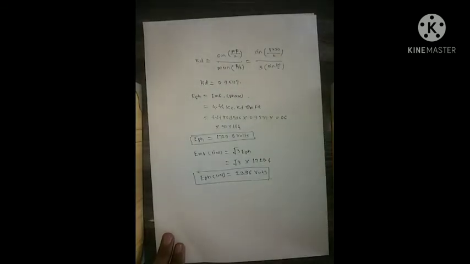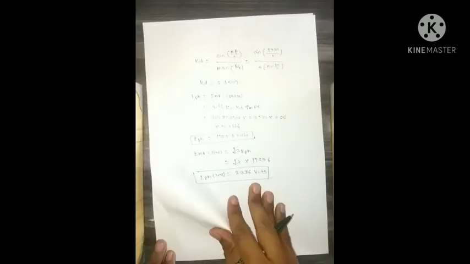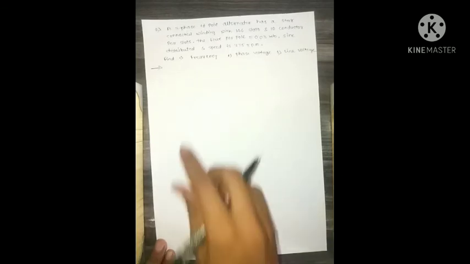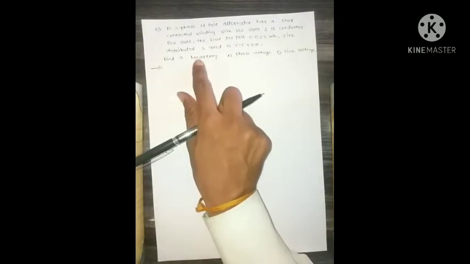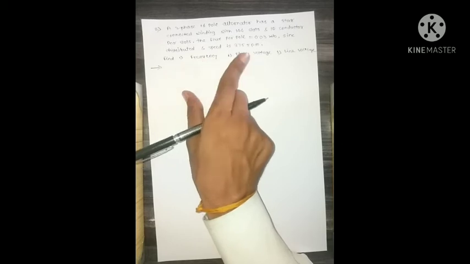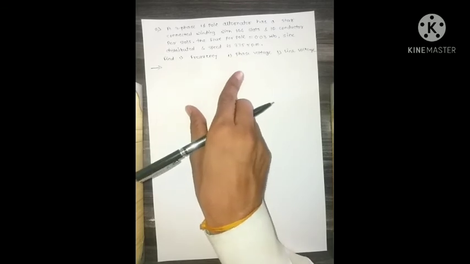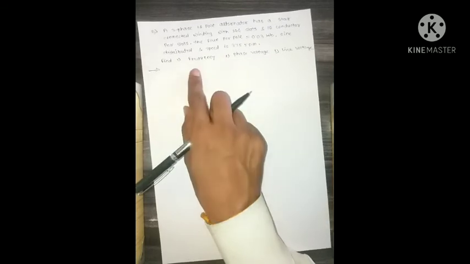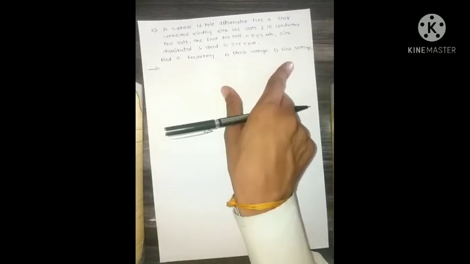Now we are taking the next numerical. Next numerical is that a 3-phase 14-pole alternator has star-connected winding with 144 slots and 10 conductors per slot. The flux per pole equals 0.03 Weber, sinusoidally distributed, and the speed is 375 rpm. So calculate number 1 frequency, number 2 phase voltage, and number 3 line voltage.